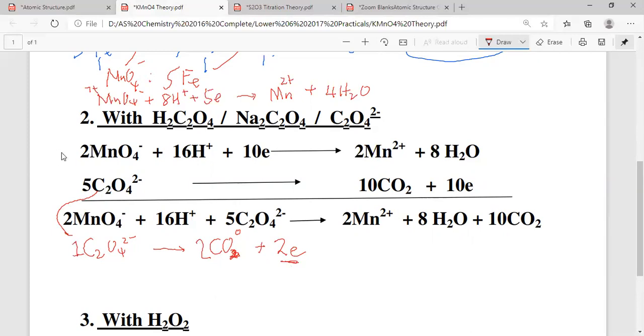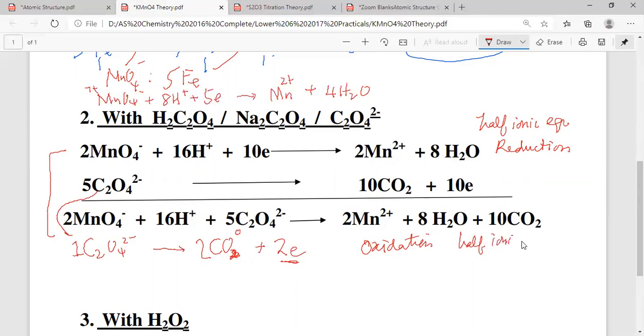So if you want to react this with this, remember this is your reduction, so this is your half ionic equation. This is reduction, and this is oxidation. Again, half ionic equation. 1 mole gives you 2 electrons, 1 mole needs 5 electrons. So how to balance 5 and 2?